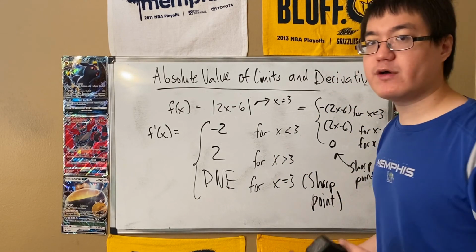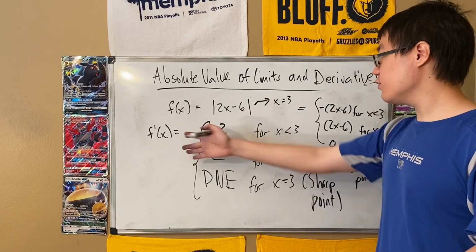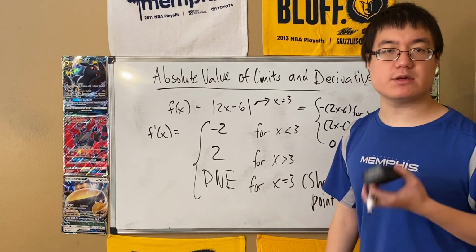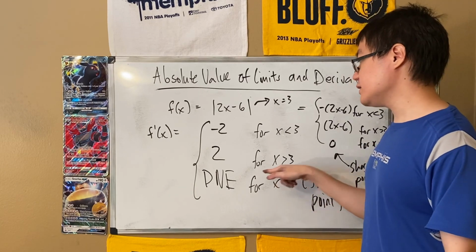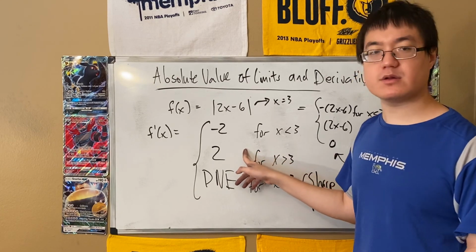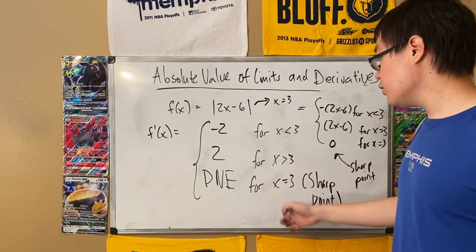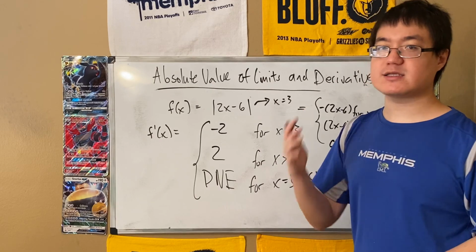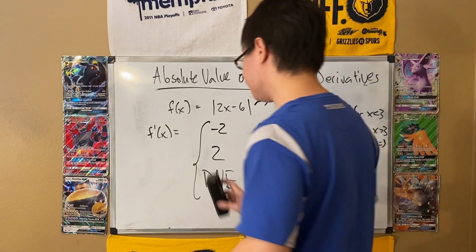If you wanted to find the derivative at certain values, it's very easy once you list out the entire function. For example, what's f prime of 0? Well, 0 is less than 3, so f prime of 0 is equal to negative 2. What's f prime of 17? Well, 17 is greater than 3, so f prime of 17 is going to be 2. And then the split point, what's f prime of 3? Well, that doesn't exist, because that's the point that has 2 slopes, meaning that it has no slope. And that's all it is.